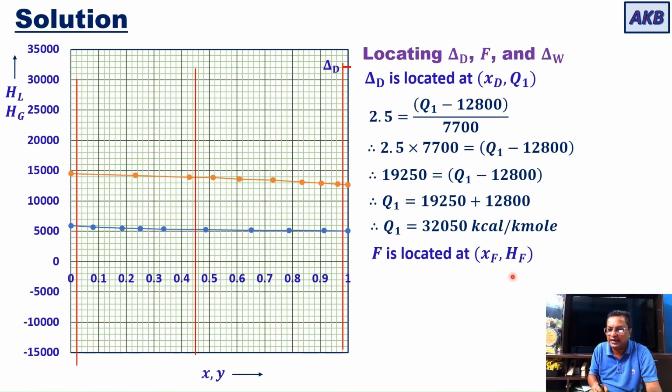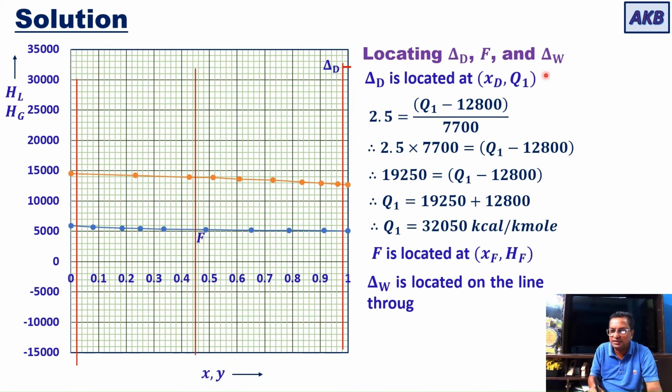Then F is located at xF, HF, or simply the line which passes through xF. So the point on the lower curve itself will be F. And if you have to get HF, you can read that value on the y-axis. We just come to this point and go to the y-axis and you get HF. But it is not required for plotting F. Once you know where the vertical line passes through xF, you can locate F at that particular point.